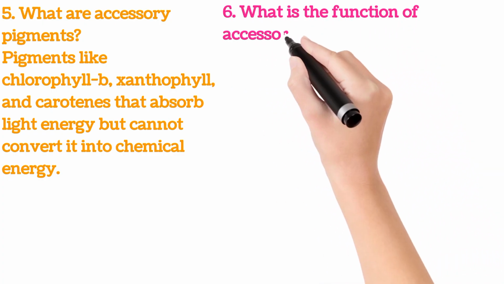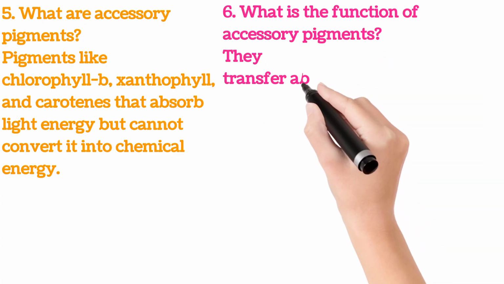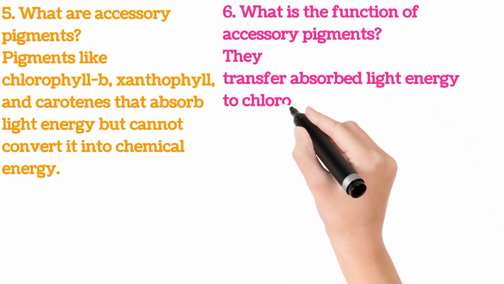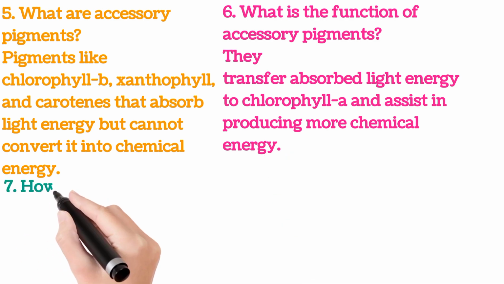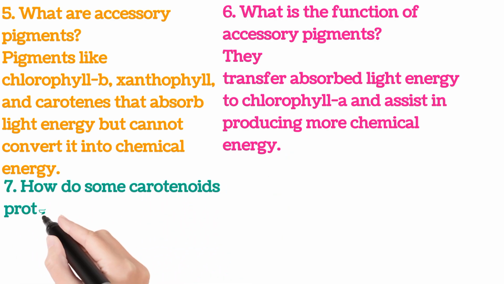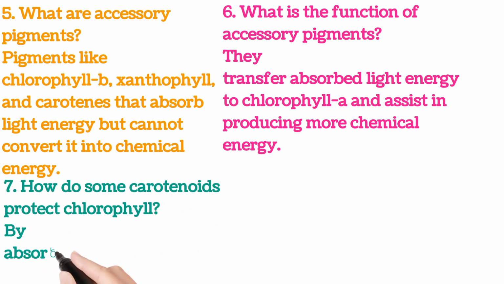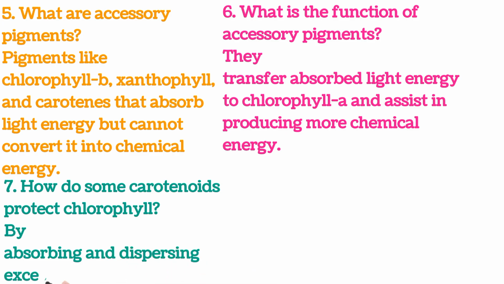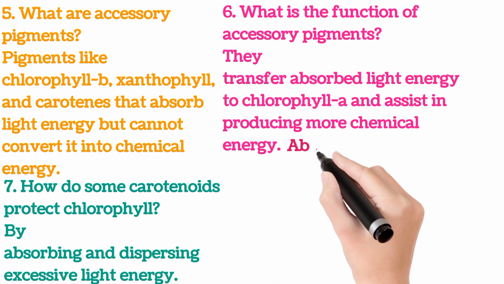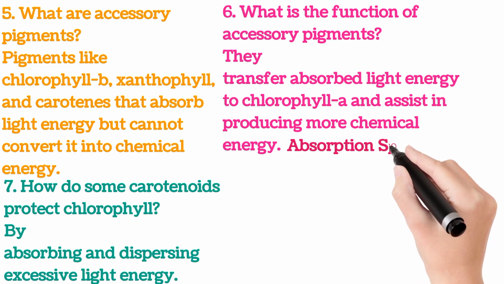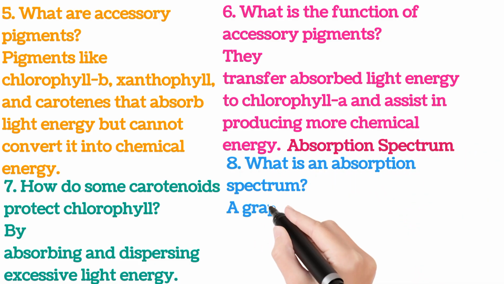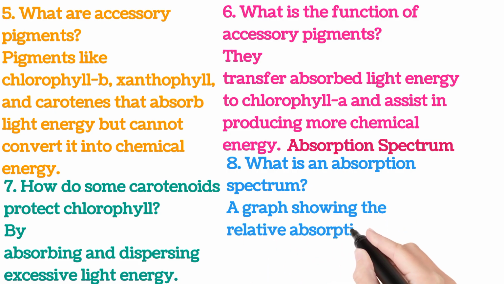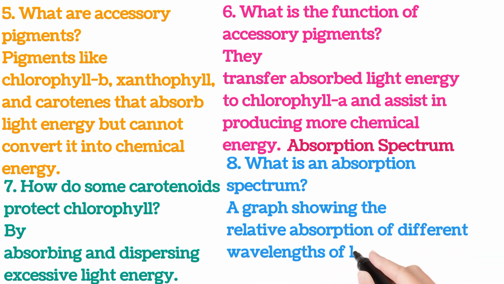6. What is the function of accessory pigments? They transfer absorbed light energy to chlorophyll and assist in producing more chemical energy. 7. How do some carotenoids protect chlorophyll? By absorbing and dispersing excessive light energy. Absorption spectrum. 8. What is an absorption spectrum? A graph showing the relative absorption of different wavelengths of light by a pigment.